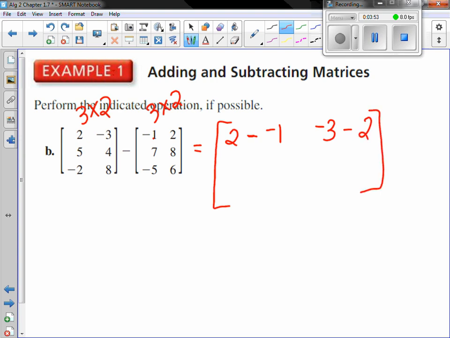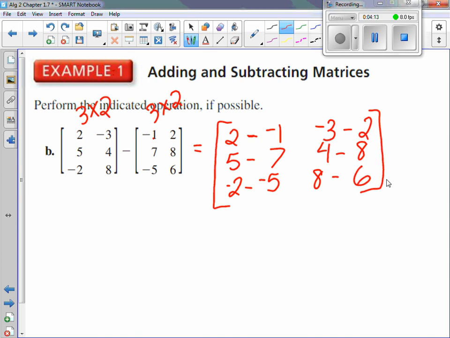Now we'll drop down to the next row. So we have 5 minus 7. And then we have 4 minus 8. The last row, we have -2 minus -5. And our last one is 8 minus 6. So we're just subtracting the like terms in the same spots, the numbers that are in the corresponding spots.